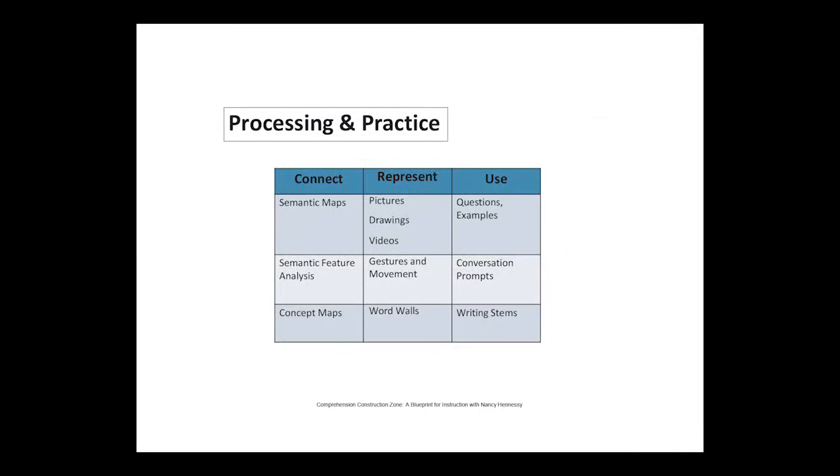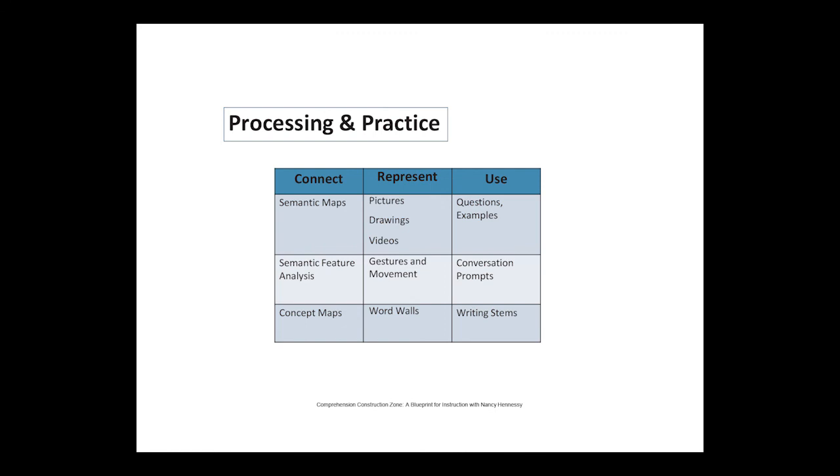So I kind of grouped these processing and practice activities in this way. I grouped them into making connections, relationships with other words. So that's really building semantic relationships, thinking about how the words are related to other similar words, words that, for instance, belong in their family. Synonyms, antonyms, right? Words that you might find in the network. So we can use semantic maps. Lots of you do mapping with your kids. We can use concept maps.